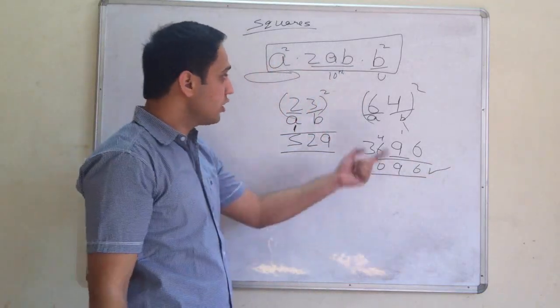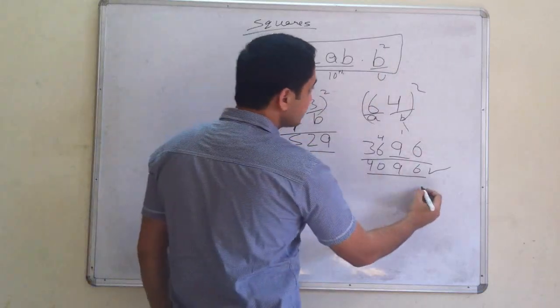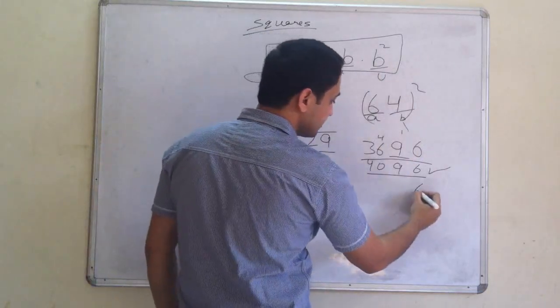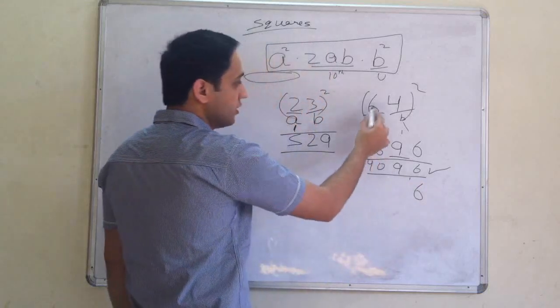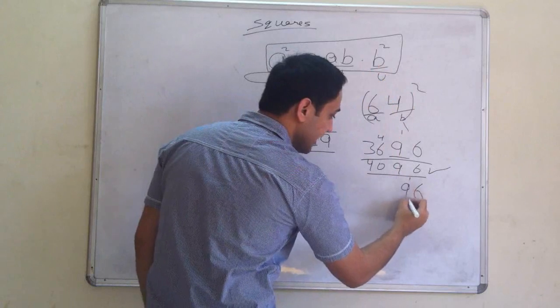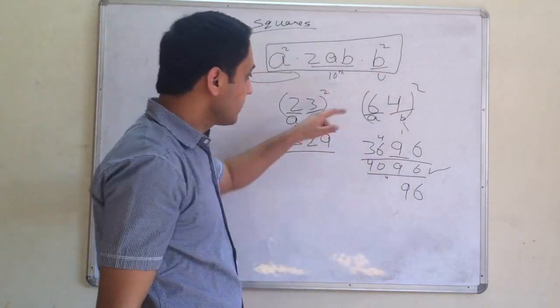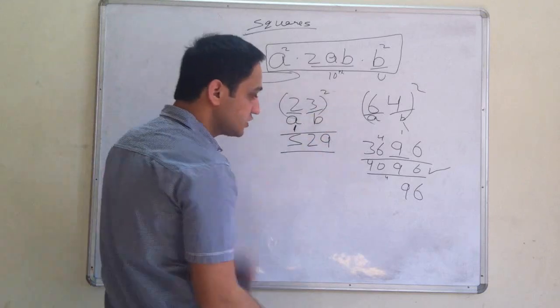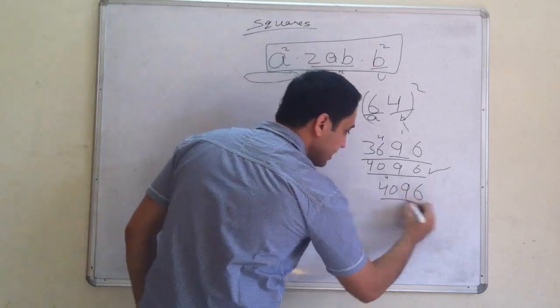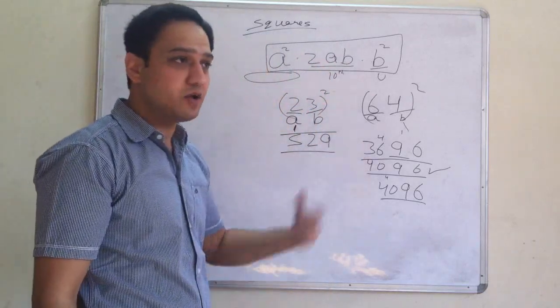You can do it this way also, or you can start from the very right itself. Just like this, 4 square, 16, 1 carry forward. 6 4s are 24, double 48 plus 1 is 49. Now 4 carry forward. This one is done with. 4 carry forward. So 6 square 36, 36 plus 4 is 40. So directly you can write 4096. So this method you can apply to any number.